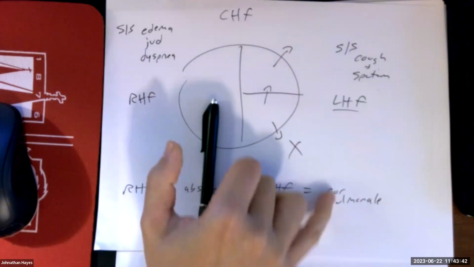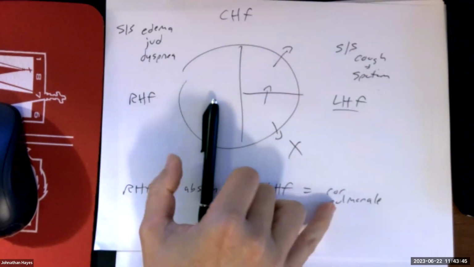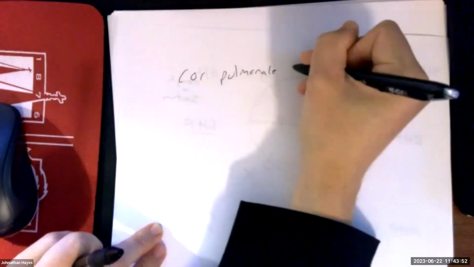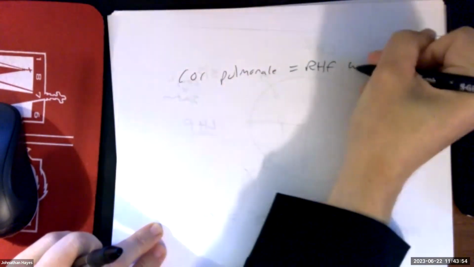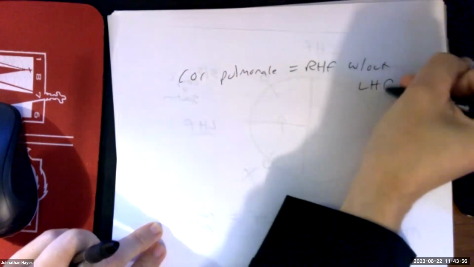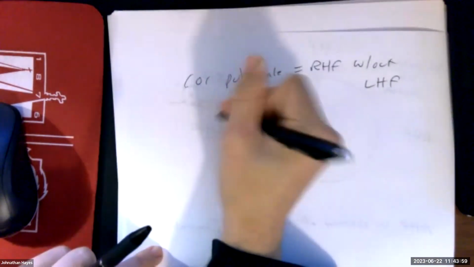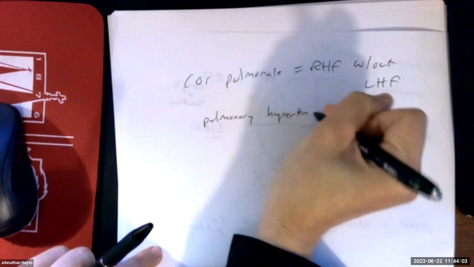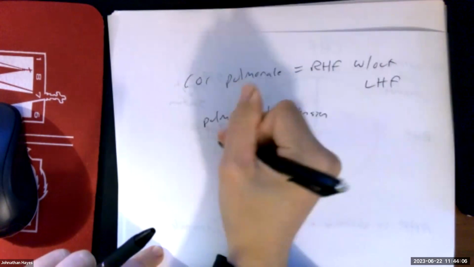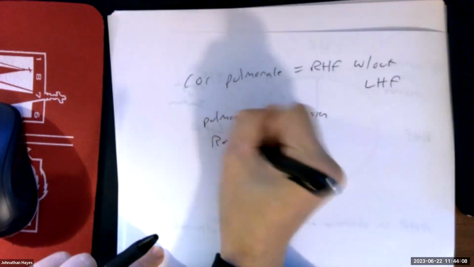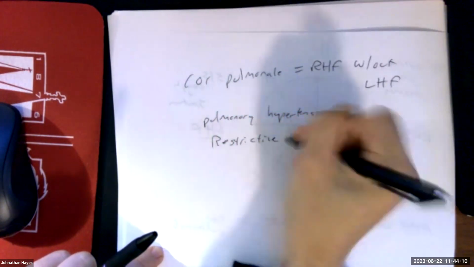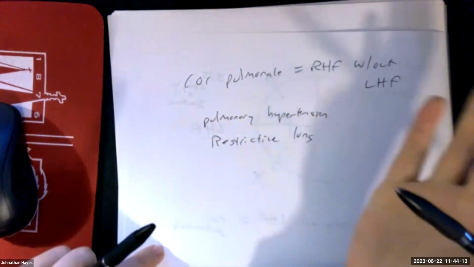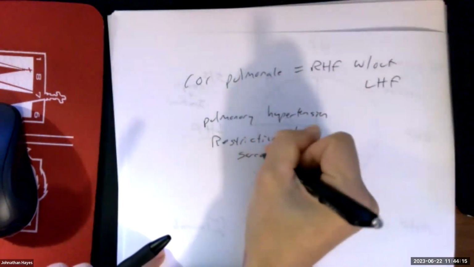It's basically like saying the problem's centered in the lungs, right? So if you have cor pulmonale, again, which is right-sided heart failure without left-sided heart failure, it's usually due to some type of pulmonary hypertension, which could come from some type of restrictive lung disease, which could come from things like sarcoidosis.